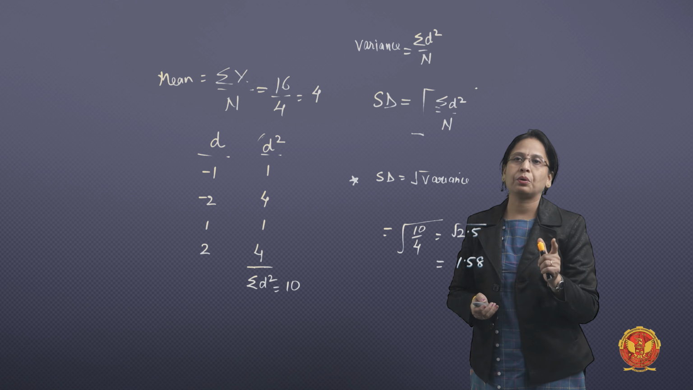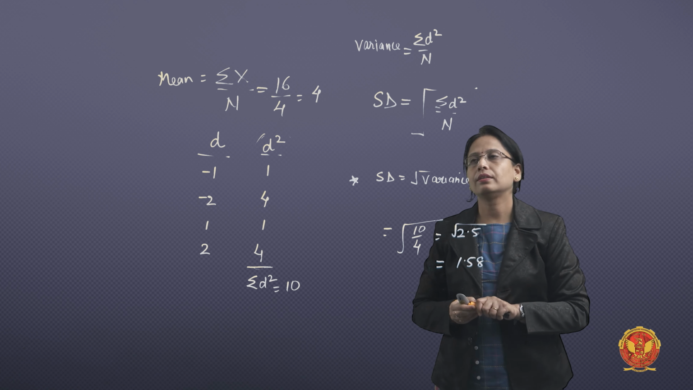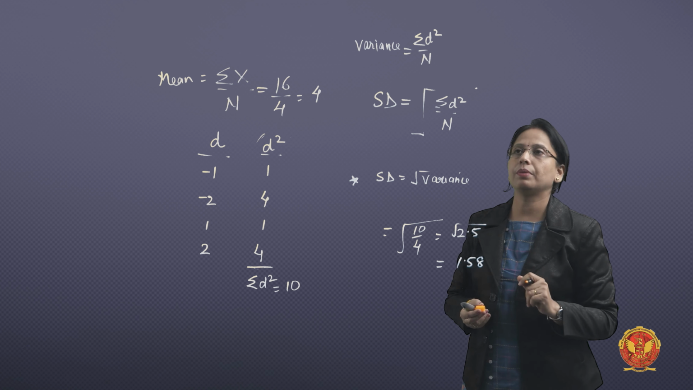Now, let us have this numerical. The second method that we talked about is the shortcut method. What is the difference between the shortcut method and the direct method, and why are we using the shortcut method? The reason behind that I will tell you.